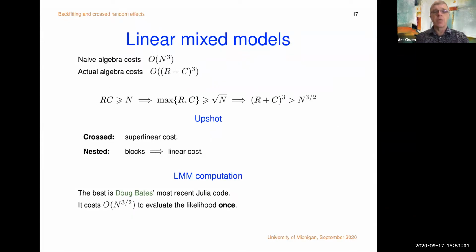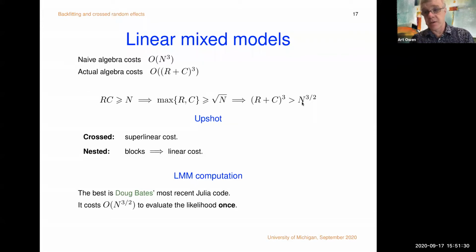Okay, well, if we wanted to invert that matrix V or solve an equation, naive algebra would cost you n cubed work. It's not quite as bad as that. The actual algebra is the cube of R plus C, rows plus columns. Now, R times C is more than n. So one of those has to be more than square root of n. And so if you cube the sum, it's got to be more than n to the 3 halves.